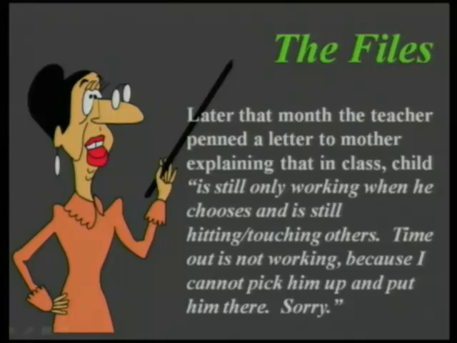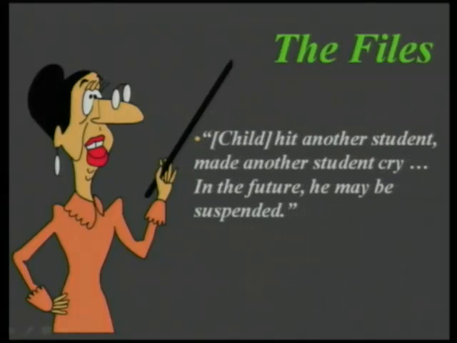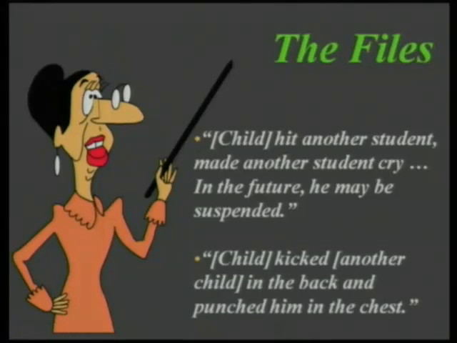Later that month, the teacher penned a letter explaining to the parent, your child is only working when he chooses and is hitting and touching others. Timeout isn't working because I can't pick him up and put him there. Child hit another student, made another student cry. In the future, he may be suspended. This is all the same file. Child kicked another child in the back and punched him in the chest.